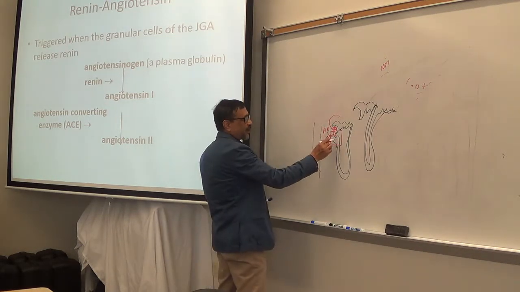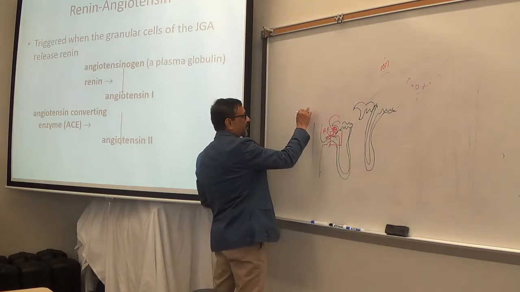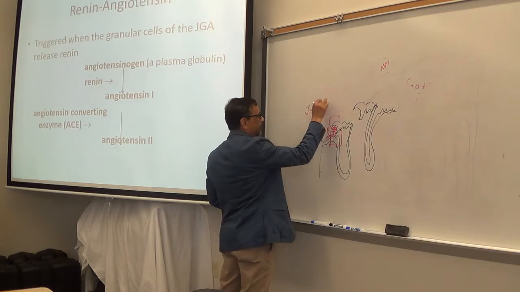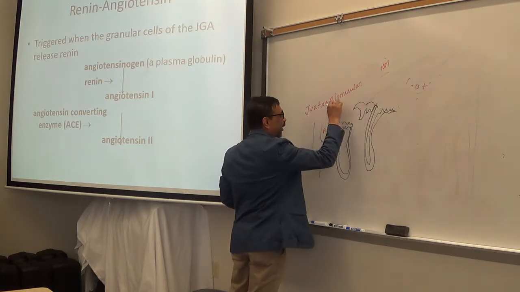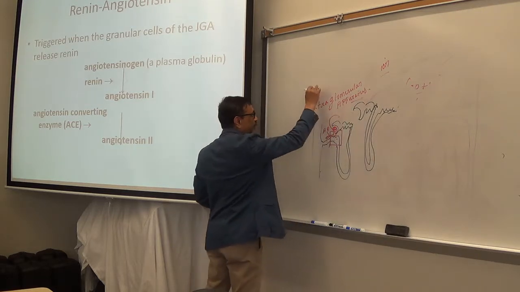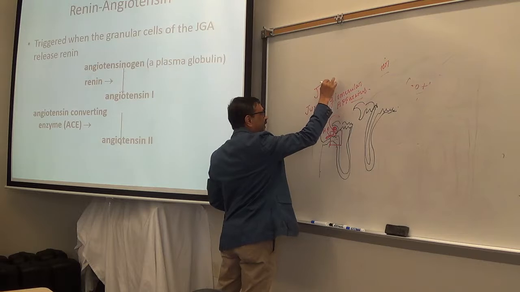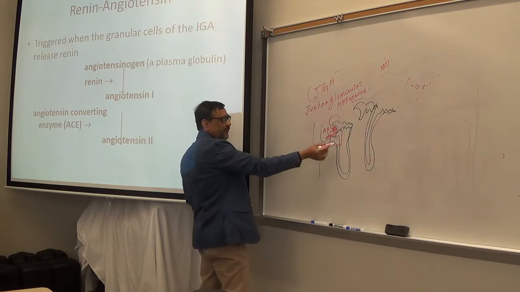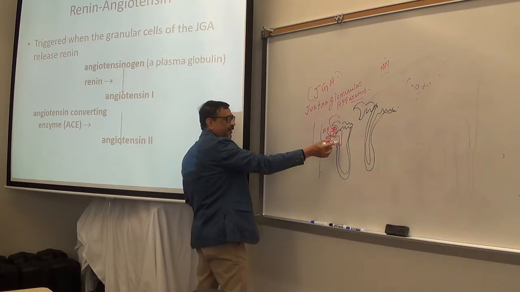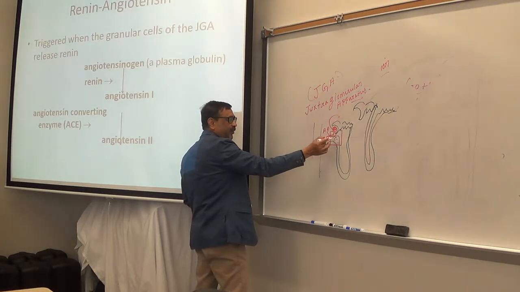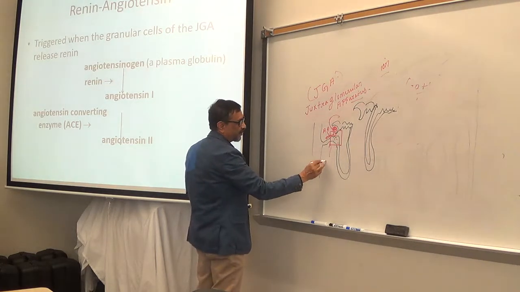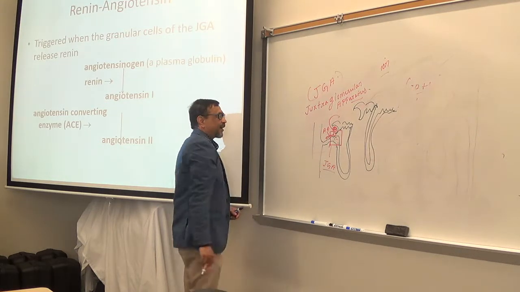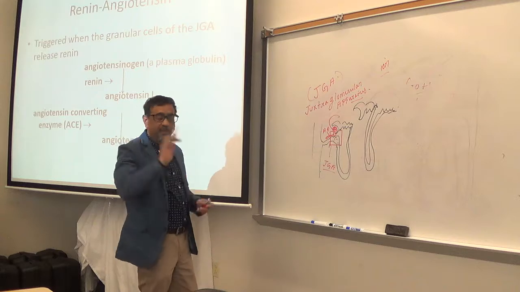So, these two structures together form the juxtaglomerular apparatus, or JGA. That means the late part of ascending limb and beginning of distal convoluted tubule and the afferent artery. Okay, that's the juxtaglomerular apparatus. And why is this structure very important?